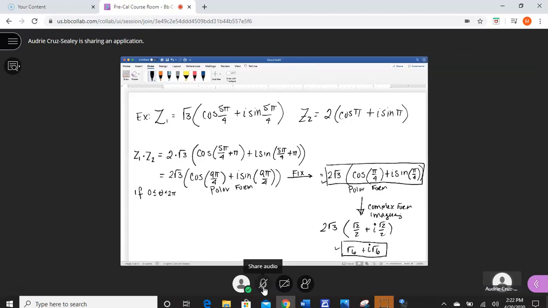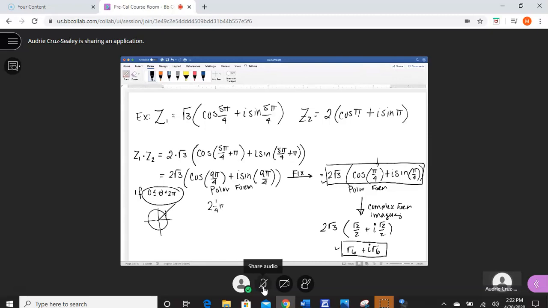4 goes into 9 2 times and 1/4 left over. If you want your angle to be between 0 and 2 pi, you went over 2 pi. So then how did you travel? 2 pi and 1/4. So that's 1/4 of a pi. You have to remember, you change it. Tell me how many times you went around the circle and end up where you are.